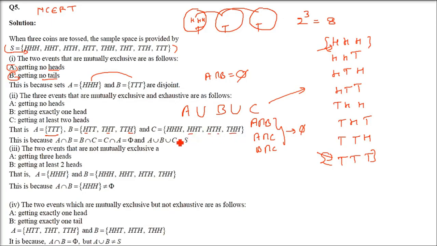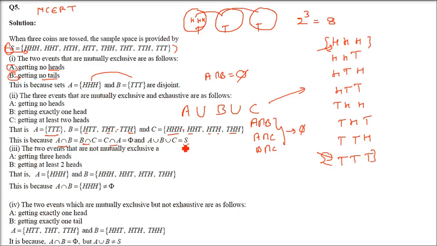So we are taking 2 heads, and one more where all the 3 heads are there. These are 3 sets. Now when we take the intersection of any of these, A, B, B, C or A, C, there is nothing common. And if you combine them, union, you will get a sample space. So A intersection B, B intersection C, C intersection A is phi, and A union B union C is a sample space.